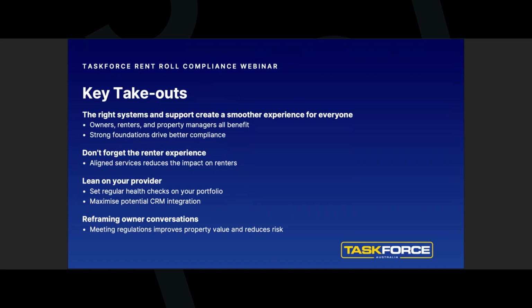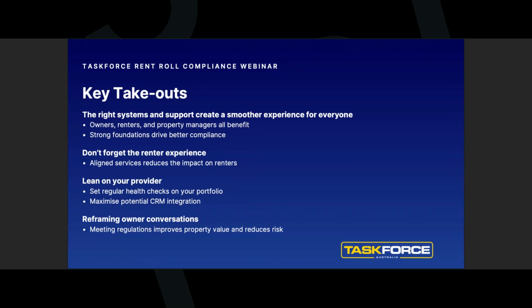As I mentioned just before, lean on your provider. Set regular health checks in your portfolio and ask your provider to look at it and see if they can find any gaps. Maximize that linking of your CRM. If you don't have the read and write set up with your CRM, so if we're not putting the properties and the reports directly back into PropertyMe or Property Tree, reach out to us and make sure we're doing that for you, because it's something that you do have to approve from your end. Once we set that up, you can get all of that information and save a lot of admin time internally.